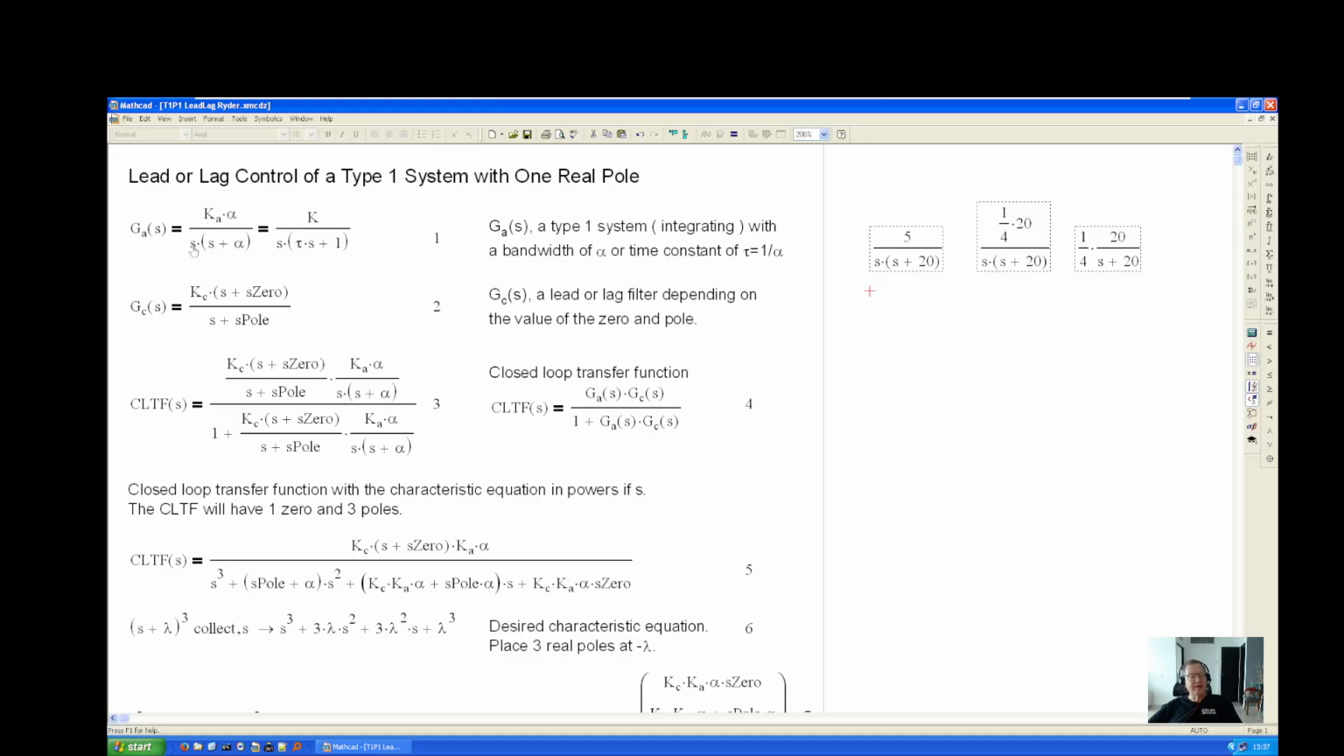And then this S integrates velocity into position. So for instance, Ka, the open loop gain, would have units like millimeters per second per percent control output.